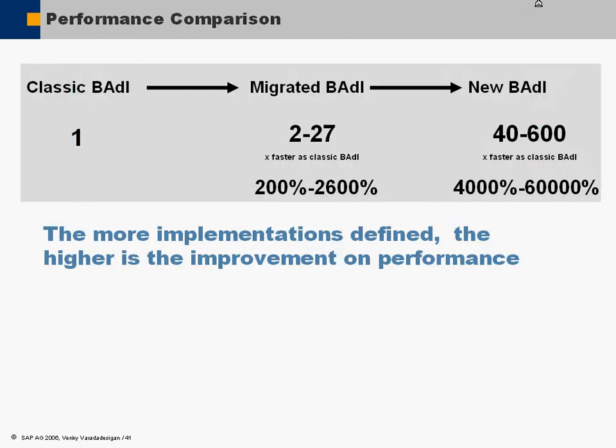And here's a little comparison. If you consider that the classic Badi takes a certain unit of time, the migrated bodies are of course not like the new body, because the calling place is not going to be changed, only the definition part is going to be changed. So it is a little faster than the classic bodies, 2 times to 27 times faster. But of course the new bodies, the completely fully converted bodies or fully newly created kernel bodies, are much faster, around 40 times to 600 times faster than the old classic bodies.